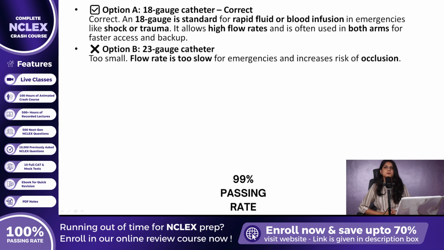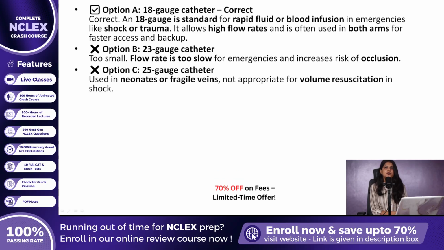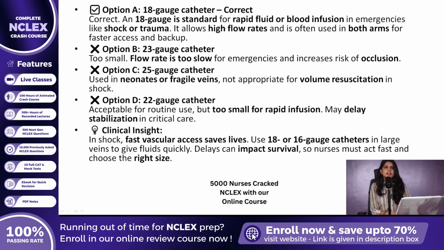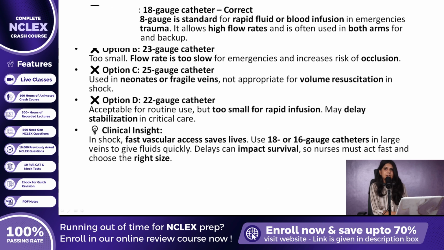Option B is too small to support the necessary infusion rate in emergencies and may occlude or delay resuscitation efforts. Option C is typically used in neonates or elderly clients with fragile veins and is entirely unsuitable for high-volume infusion. Option D, while acceptable for routine hydration or slow infusions, does not offer the flow rate needed in cases of hypovolemic shock. This question reinforces a fundamental emergency nursing principle: large gauge, large vein, and rapid access save lives in shock management. Selecting the correct catheter size is one of the fastest and most impactful decisions a nurse can make in a crisis.